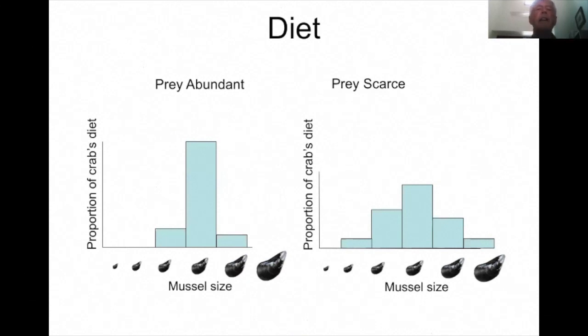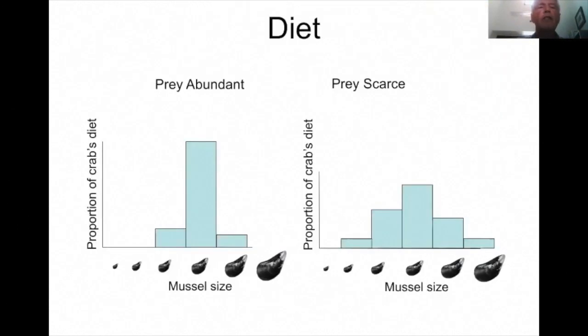Now, in this study, what the people that did the work did was that they gave the crabs an array of different prey sizes when all of the prey were abundant and when all of the prey were relatively scarce. And they looked at the size distribution of the composition of the diet of the crabs when prey were abundant versus when they were scarce. And lo and behold, what they found was that they ate mostly the optimal size. They did not eat any of the very small ones or the very big ones when prey was abundant, but they did eat them in higher proportion when prey was scarce.